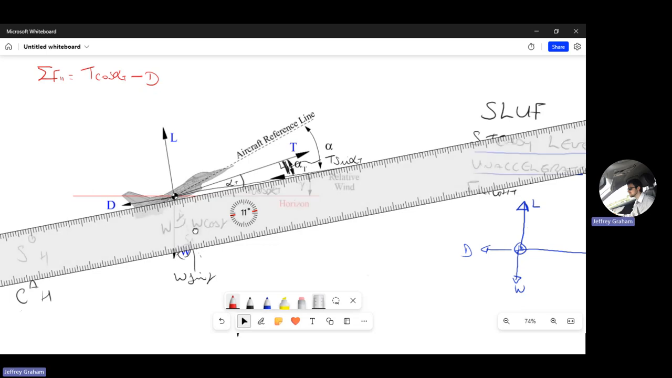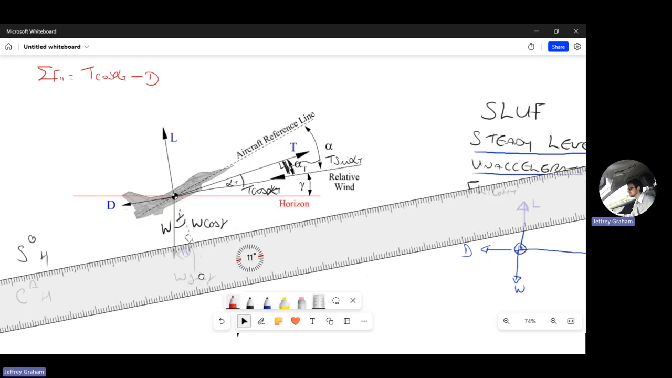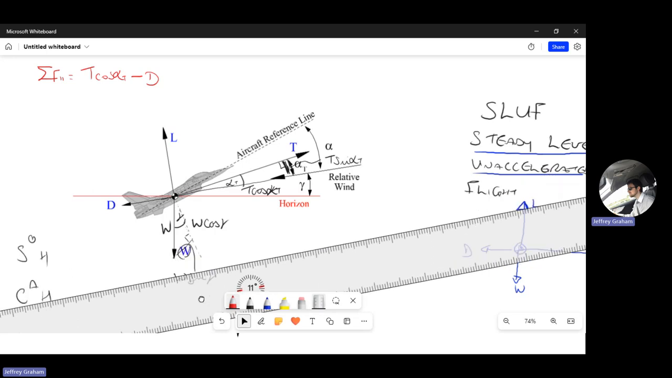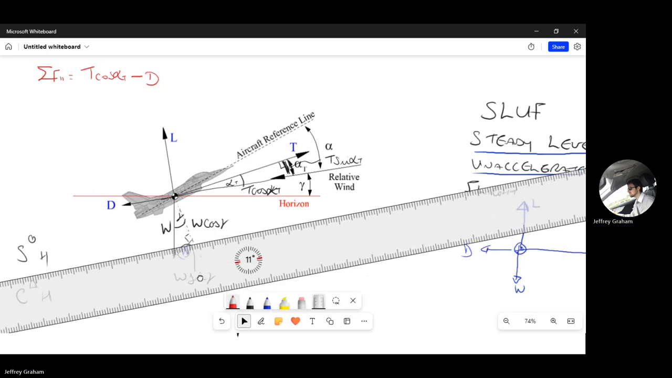And if we drag this ruler down, we'd have a component of weight, which would technically be this sine. It's not very well drawn, but in terms of vectors, you can see it's going down and left to match up, so minus.